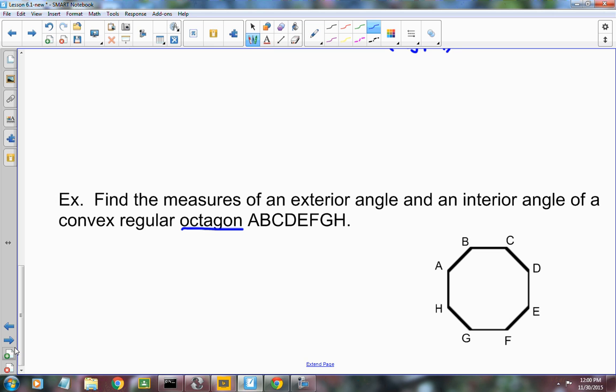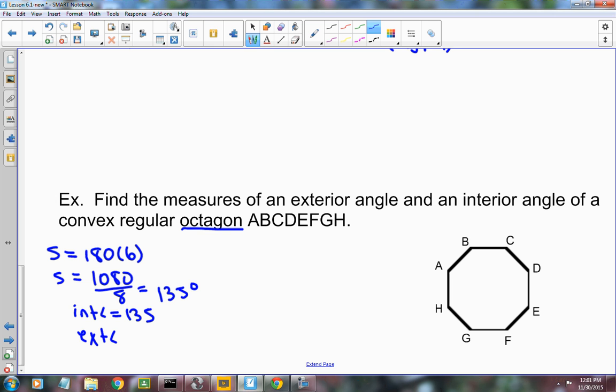The sum of the interior angles. Okay, you want to start out with the sum of the interior? So that would be 180 times 6, because 8 minus 2 is 6. That's 1,080. Okay? But I want the interior and the exterior. So what would I do with that? You would divide that by 8. Okay, divide that by 8, and that's going to give me 135. So my interior angle is 135.